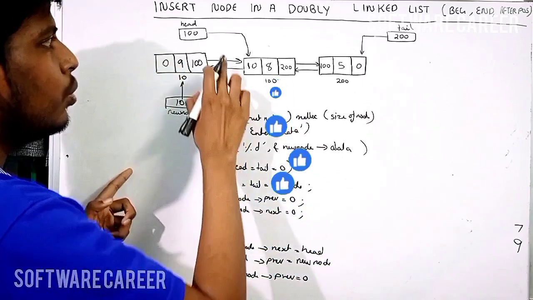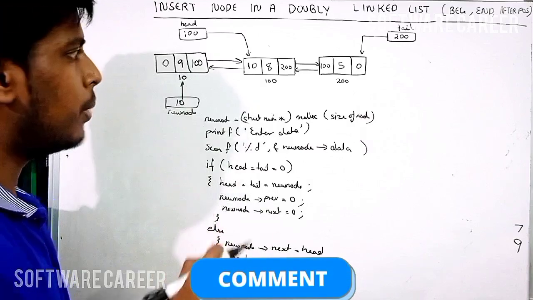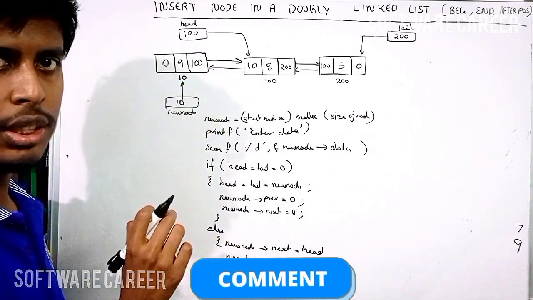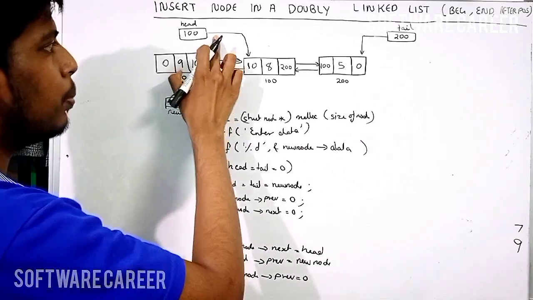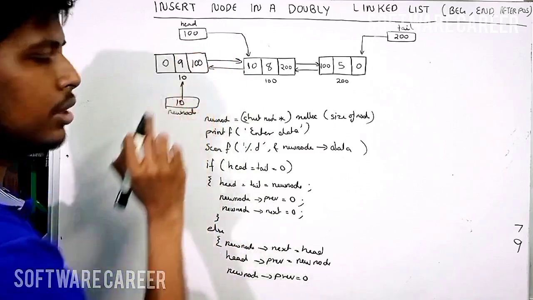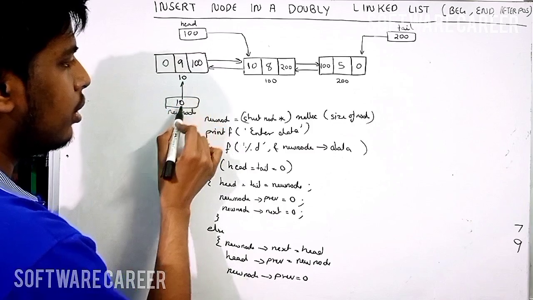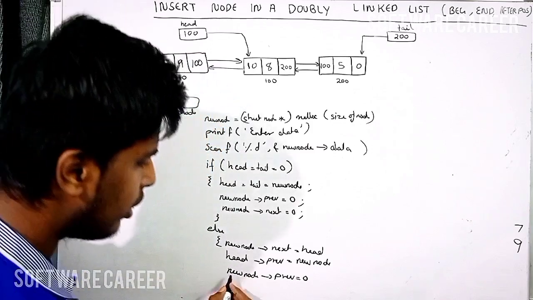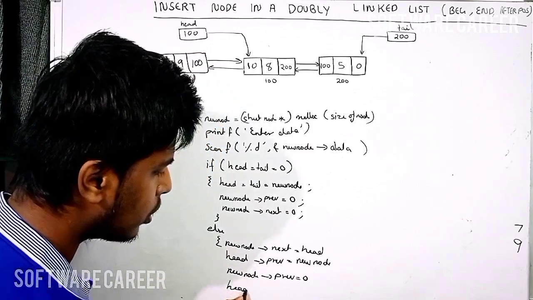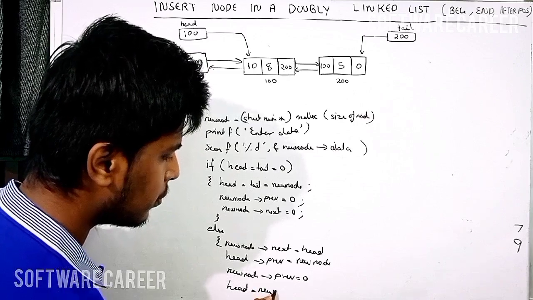Now see, head should point towards the first node, and now this is the first node after inserting. So you should move the head pointer to here. Head should point towards 10, so head should store the value 10. So how to get 10? You can get it from new node. So I am writing the code. See here, head equals to new node.